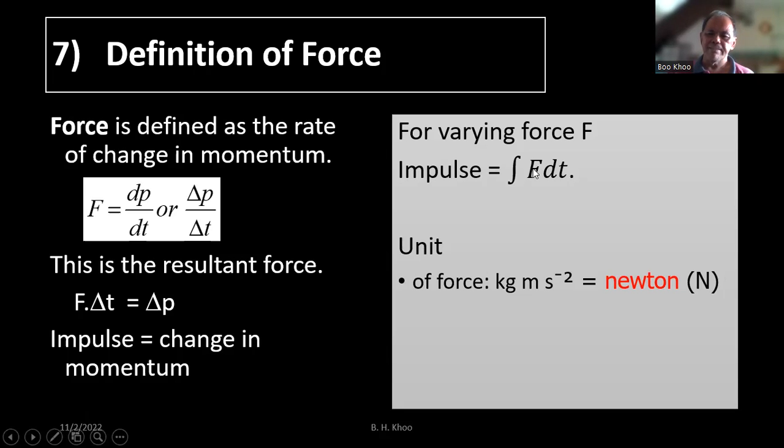The unit of impulse is the same as momentum. Impulse is force times time. Force is mass times acceleration, in kilogram meter per second squared, or Newton. So the unit of impulse is Newton second, which is actually kilogram meter per second, the same as momentum.